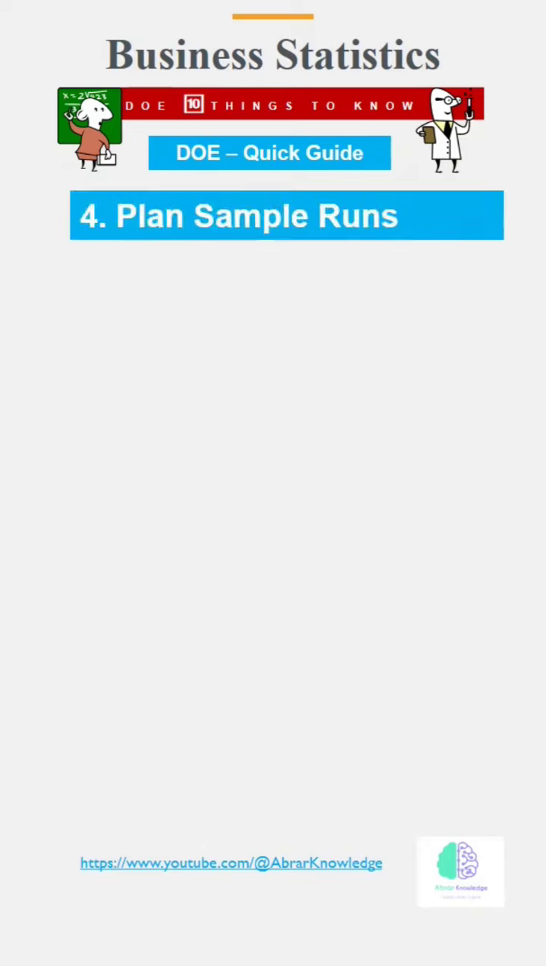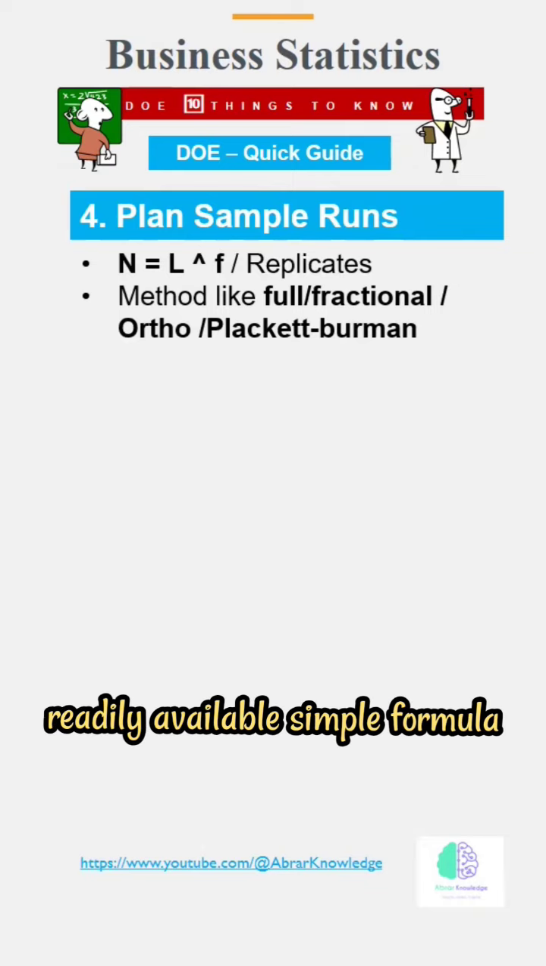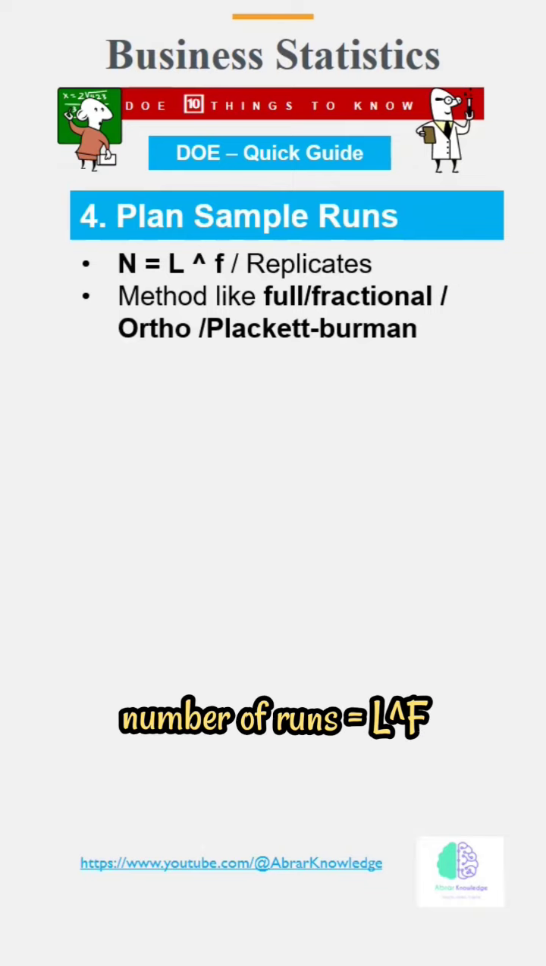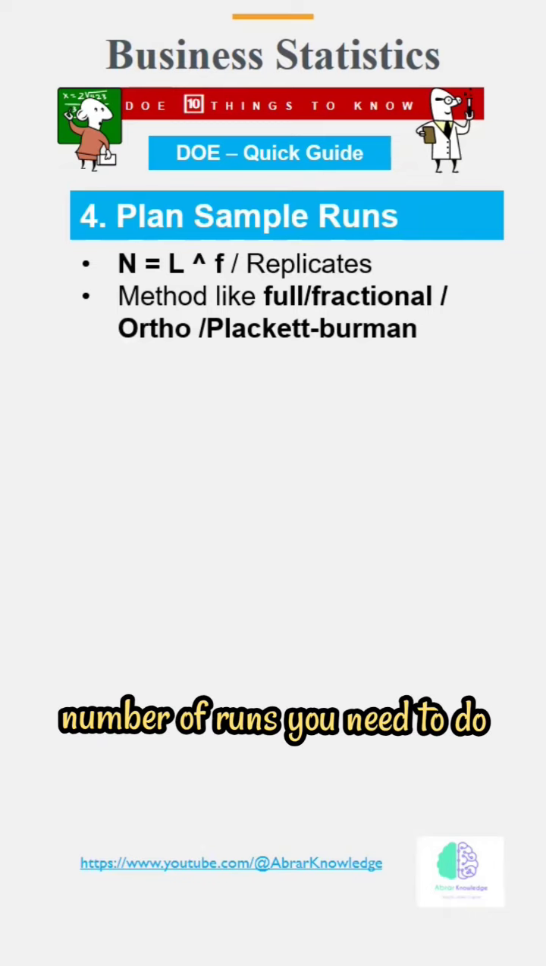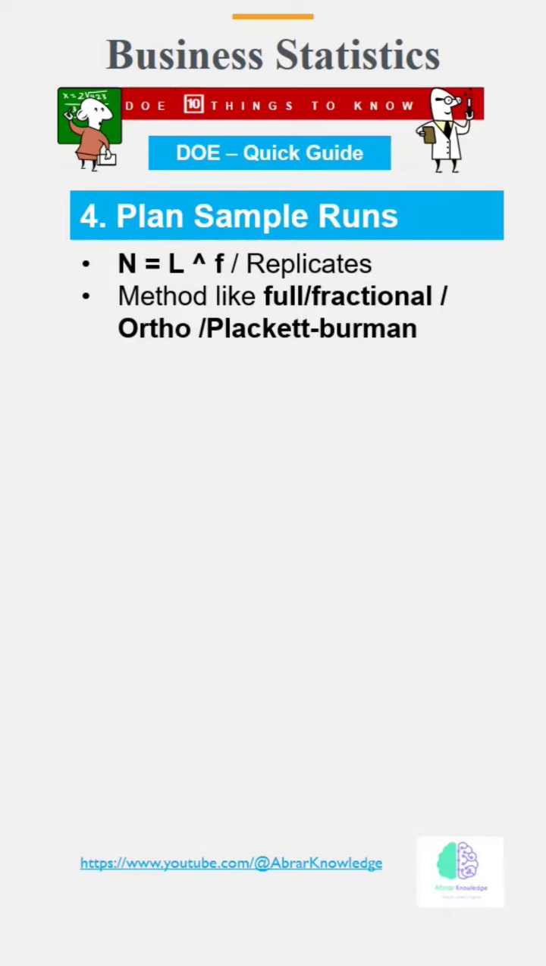Fourth factor, plan sample run. For example, for sample run, you can have a readily available simple formula. Number of runs equals L, that is level, to the power of factor. How many factors do you have? For example, you have two levels, two factors. That means the number of runs you need to do is 4, right? 2 to the power of 2 is 4.